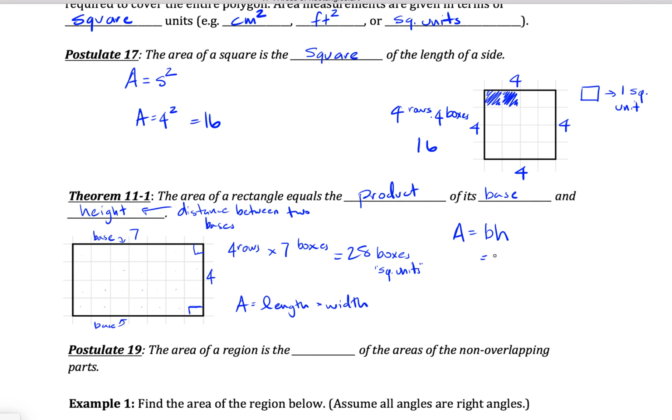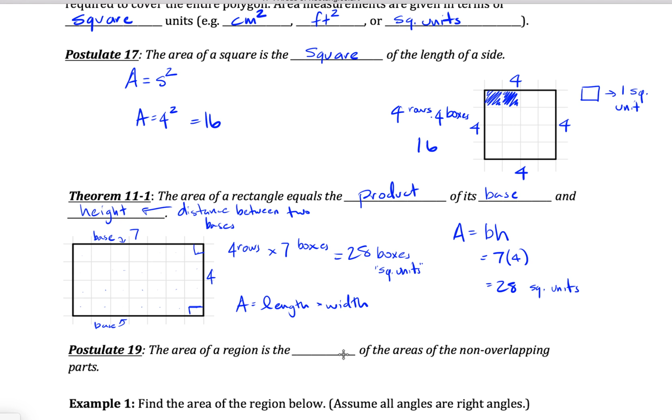So if we were using this formula, it's going to look like a base measurement of 7 times a height measurement of 4, which of course is going to give us 28. If we wanted to put a label on there, we'd say 28 square units, since we didn't give a specific unit like centimeter or foot. So that's pretty basic. Area of a rectangle is base times height.